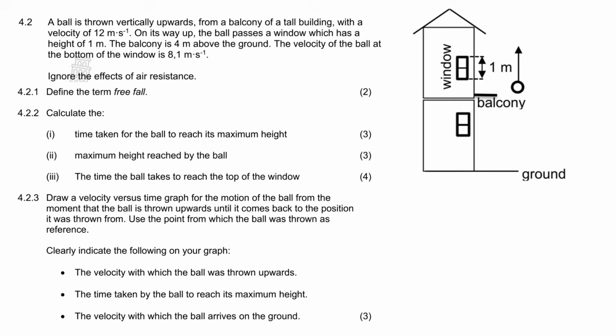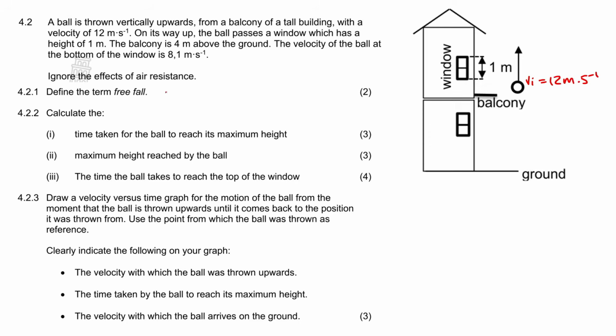A ball is thrown vertically upwards from a balcony of a tall building with a velocity of 12 meters per second. Okay, so let's first look at that. So here we've got the picture of what's happening. And they say that a ball is thrown vertically upwards from a balcony. Okay, so here's the balcony there. And so here's the ball that is being thrown upwards. They told us that it has an initial velocity of 12.